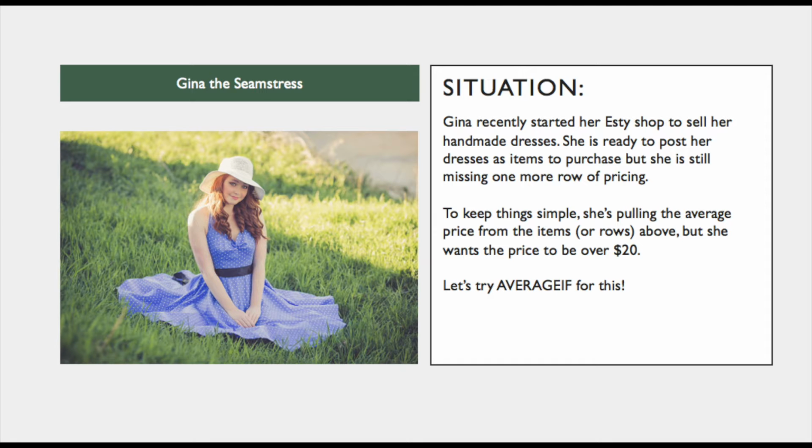Today, I'm going to introduce you to Gina the Seamstress. Gina recently started her Etsy shop to sell her handmade dresses. She's ready to post her dresses as items to purchase, but she's still missing one more row of pricing. To keep things simple, she's going to pull the average price from the items or rows above, but she wants the price to be over $20. Let's try the AVERAGEIF function for this.